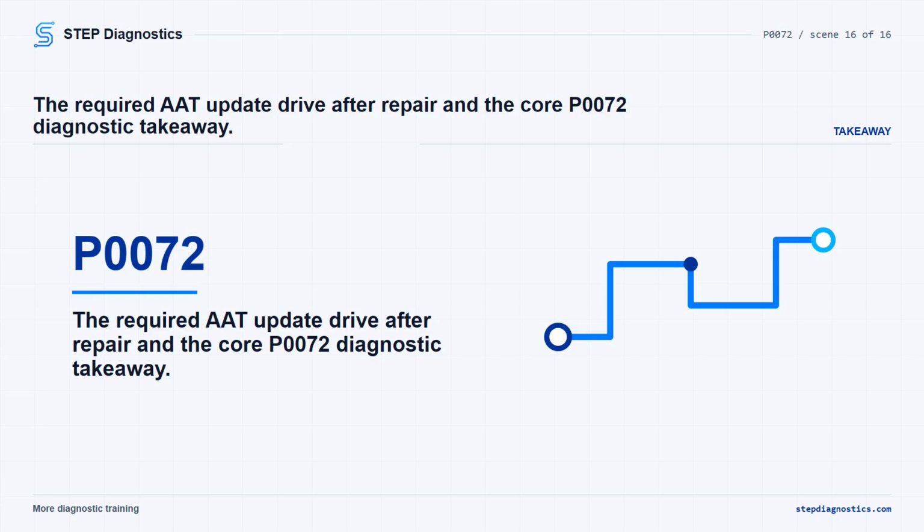Takeaway. For P0072, prove whether the low signal is caused by the sensor, a grounded signal circuit, a sensor ground issue, or the module input before replacing anything.